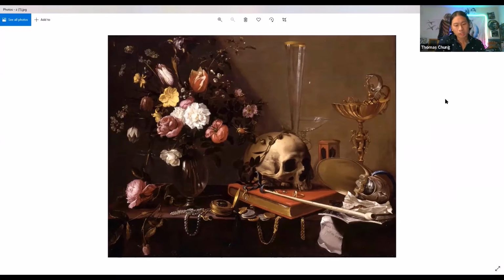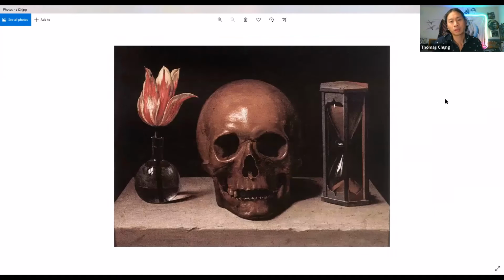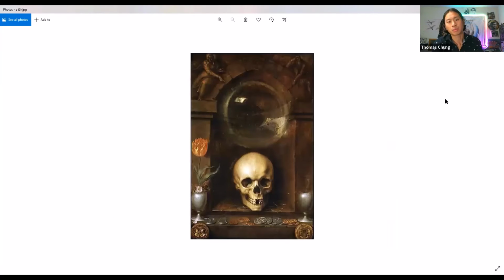Vanitas are still lives, and vanitas are a genre of still life painting that was popular in the Netherlands in the early 17th century. And the point of these paintings was to show to the viewer the ephemeral nature of life, the fragility of life, and the temporary nature of everything. These artists were making these still lives with subjects like skulls and bubbles and flowers to show how fleeting life is and the reality of death and mortality.